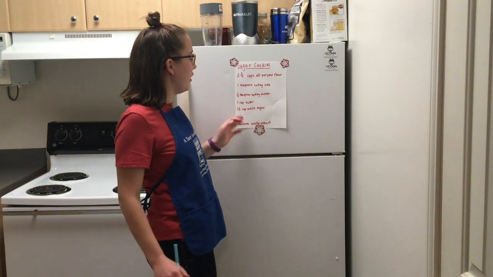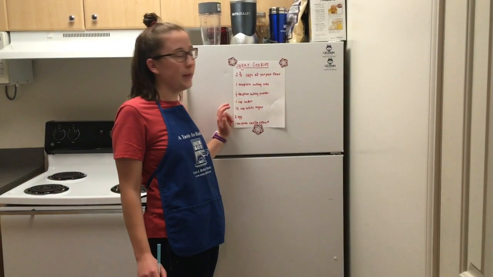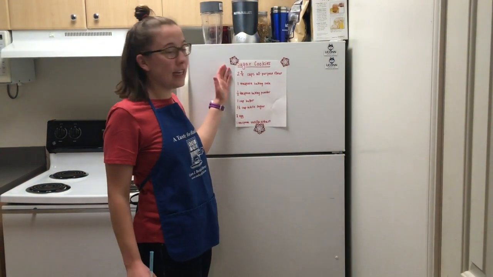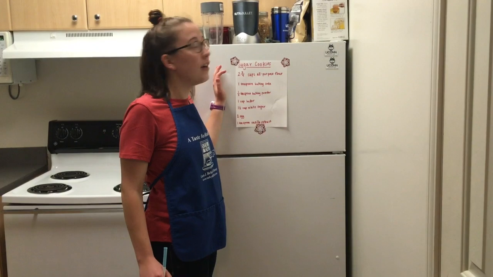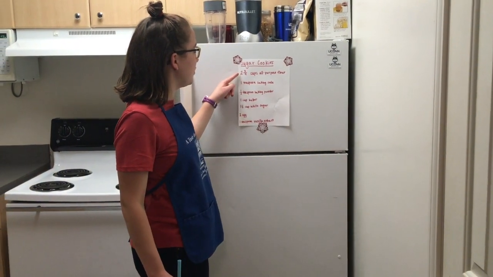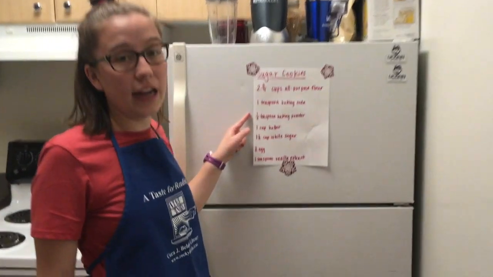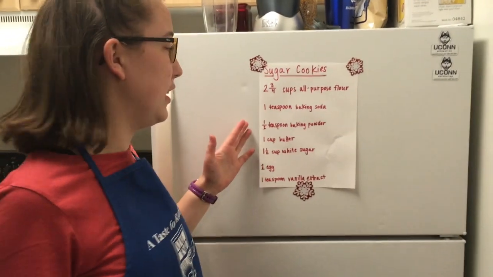So it has all the ingredients and the measurements for each ingredient. So if I want to take the recipe and split it in half, I'm going to need to divide each of these ingredients by 2. That way I use half as many ingredients.